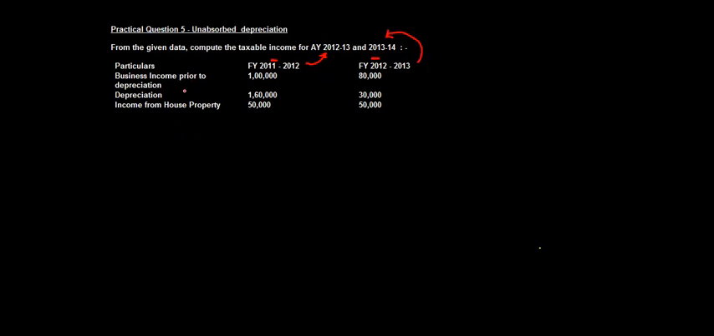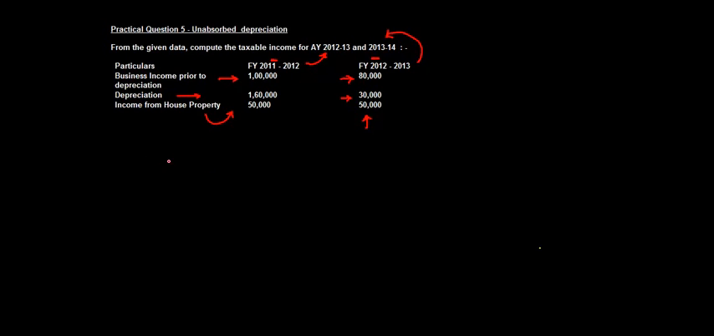Right? So you're given the business income prior to depreciation, 1,80,000. You're given depreciation of 1,60,000 and 30,000. And you're given income from house property, 50,000 each for these 2 years.